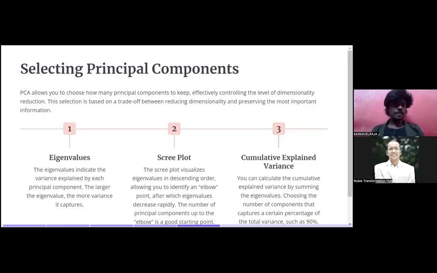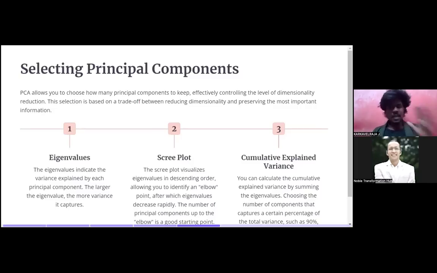Selecting principal components. PCA allows you to choose how many principal components to keep, effectively controlling the level of dimensionality reduction. This selection is based on a trade-off between reducing dimensionality and preserving the most important features, the most important information. So PCA will say for your dataset how many dimensions you need to reduce, so that you are not removing all the information. Somehow you need to retain the information so that it is valuable.